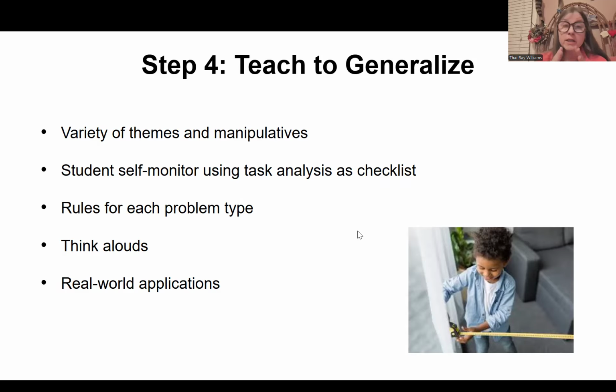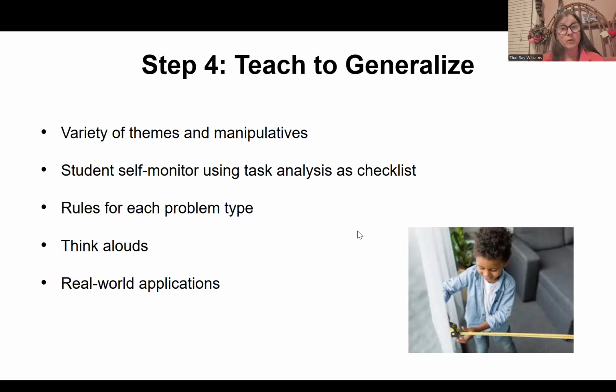So maybe we could use different manipulatives when students are ready, across sessions or even within sessions. We can teach students to self-monitor using the task analysis as a checklist. And that really provides students the opportunity to work independently. And as they complete each step, they would just check it off. We can make sure that when we are modeling and supporting students in solving word problems, that we are using those procedural rules for each problem type that we're working with.